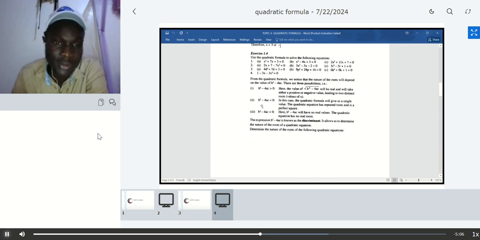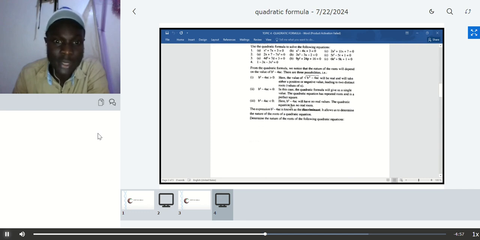We have a second scenario where b squared minus 4ac is equal to 0. In this case, the quadratic formula will give us a single value, and the quadratic equation has repeated roots and is a perfect square. And we have the third scenario where b squared minus 4ac is less than 0. Here the square root of b squared minus 4ac will have no real values, and the quadratic equation has no real roots.